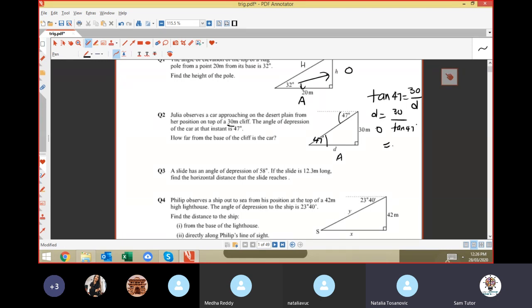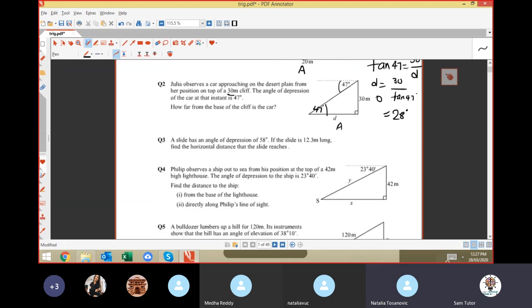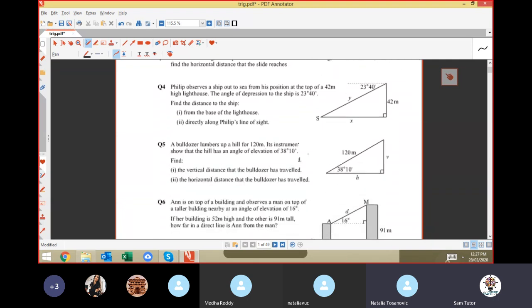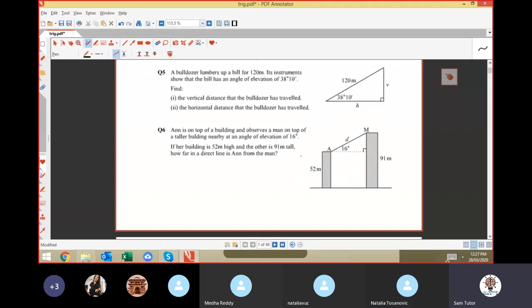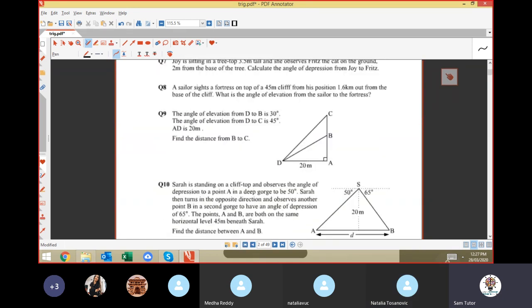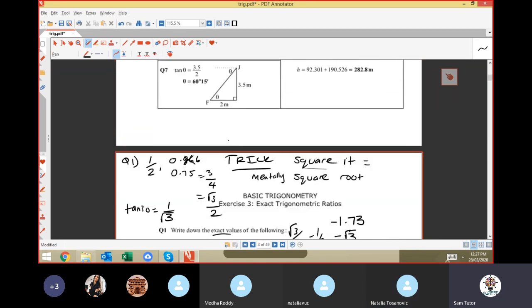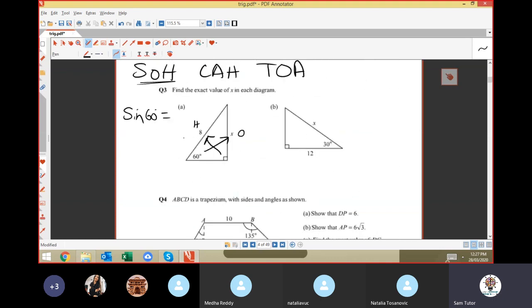Do I do that on the calculator? You can, why not? What do you get? 27.9. Yep, so we'll just go 28 degrees. Okay. I think we should be able to move on now, and then you guys can look through this, have your homework. It's just basic stuff that you've been doing before.